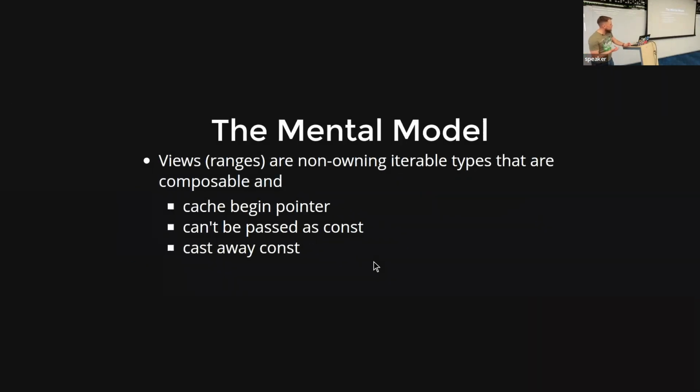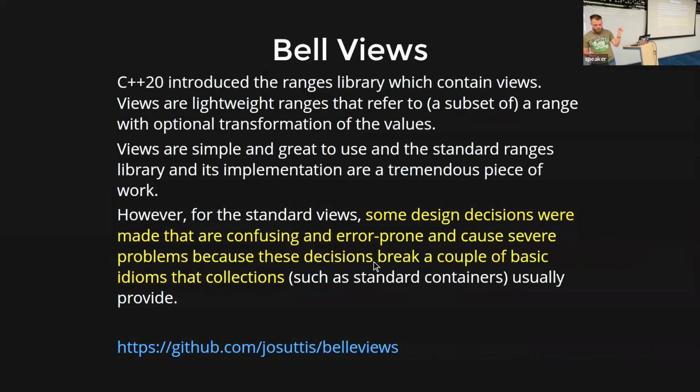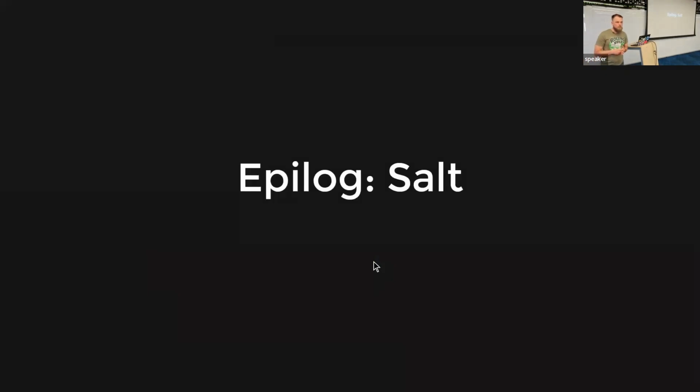That's his opinion. So here's the mental model of views. They are non-owning iterable types that are composable. They cache the begin pointer sometimes. Sometimes they're lazily evaluated, sometimes not. They can't be passed as const without casting away const. I don't think that's very nice. So this is a link to Nico's talk and his library he's working on that addresses these problems. That's the end of the main part of my talk. I have opinions as to how this could have been fixed or should have been fixed.